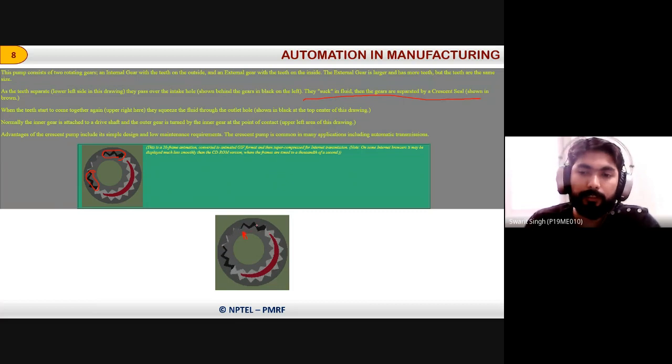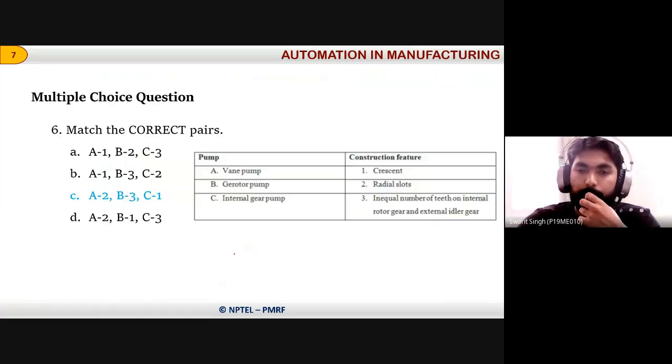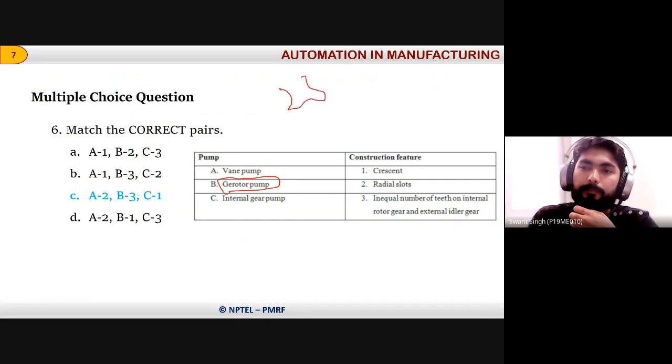Okay, so these are the crescent. This is what a crescent is known as. This crescent is absent in what we call gerotor pumps. In gerotor pumps, these crescents are not there because it has some square kind of shape. This kind of gear was there with the crescent.